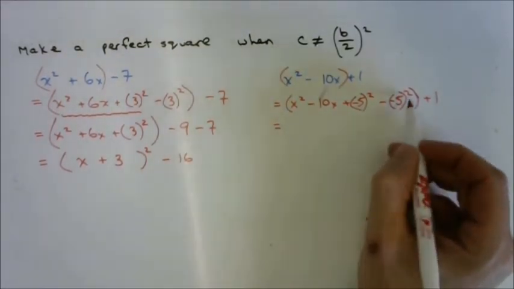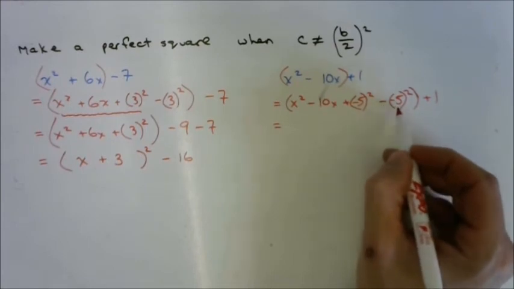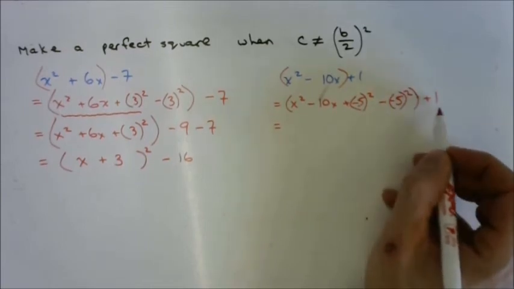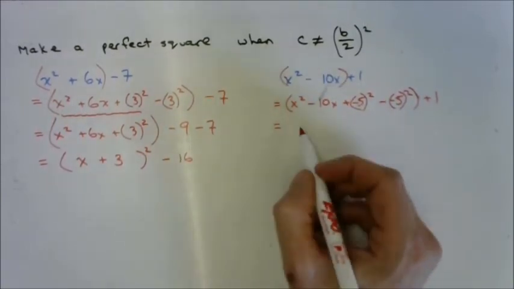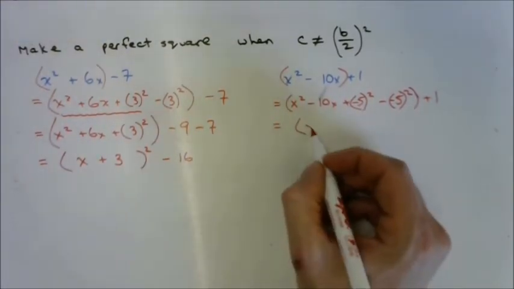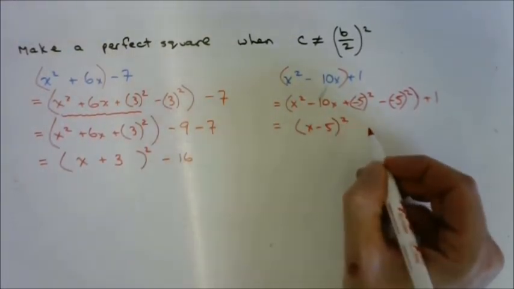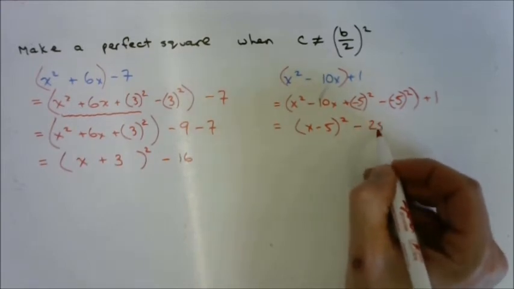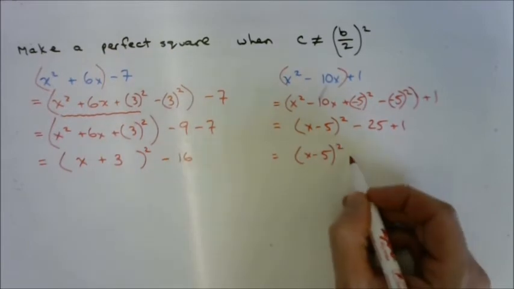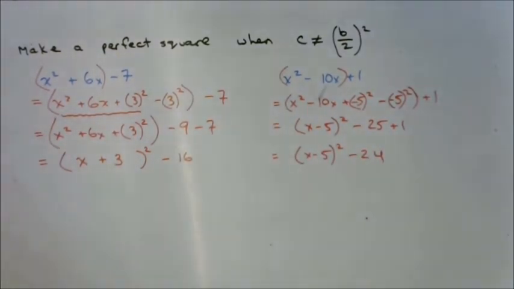This is minus 25, right? Negative 5 squared, negative 5 times negative 5, is 25. It's minus 25. I'm going to take this minus 25, kick it out of the brackets, and complete the square here. So the square is completed. I'm going to convert into a binomial squared. This is going to be x minus 5 squared minus 25 plus 1, x minus 5 squared minus 24.